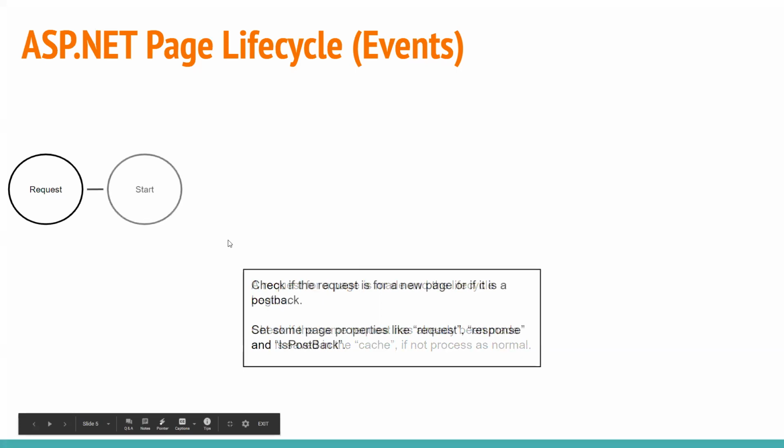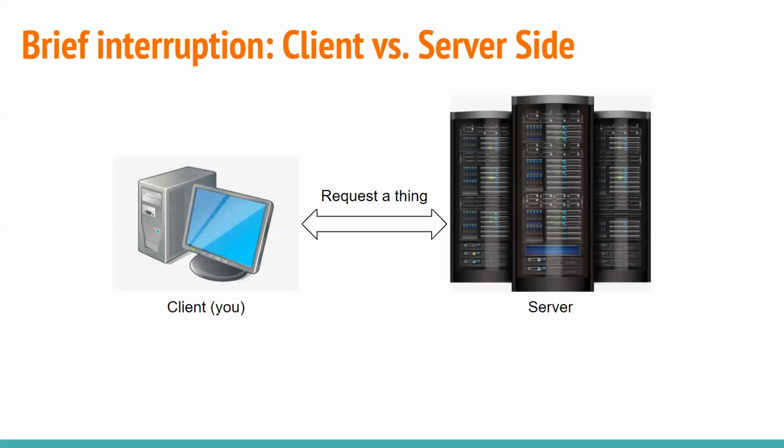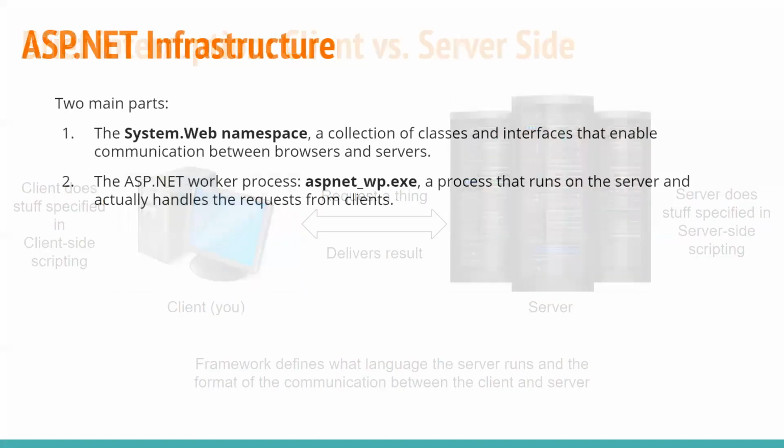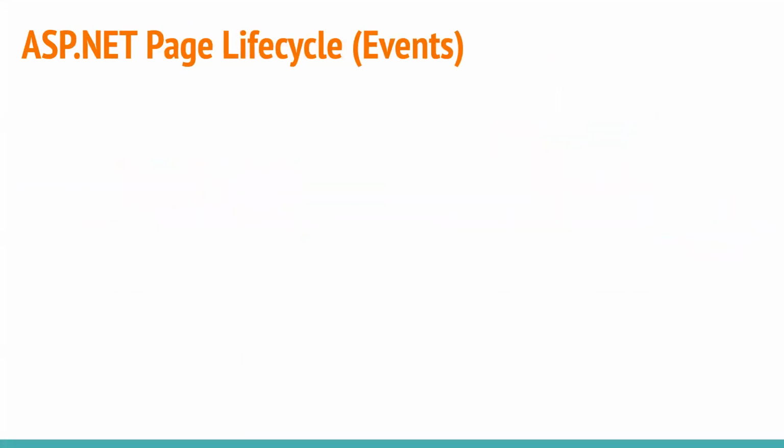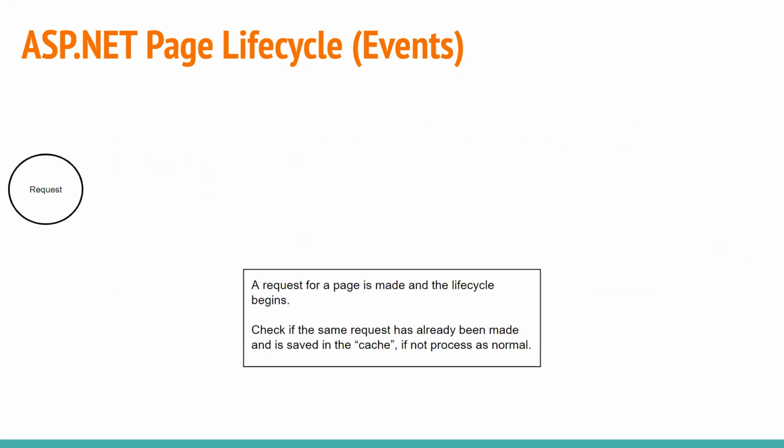So when a client makes a request to a server and the server processes it, how does the server process this request? In the case of ASP.NET, it goes through what is called the ASP.NET page lifecycle, okay? There are a number of steps to this. We start with a request, okay? So we start with the user making a request to ASP.NET.